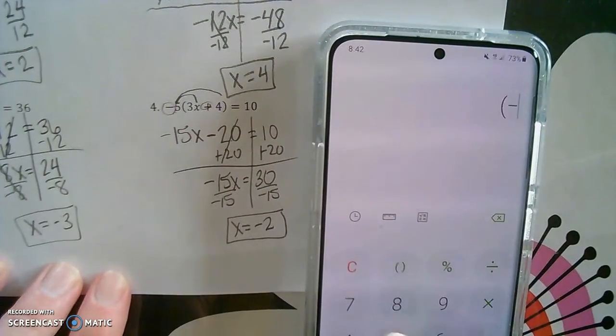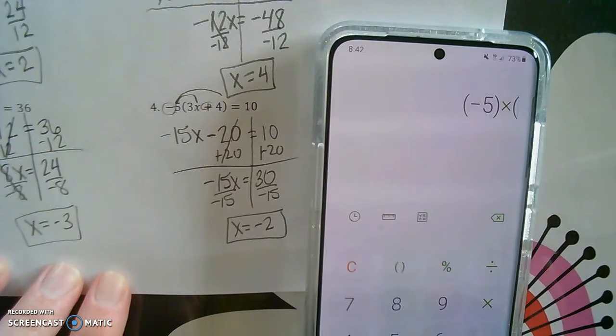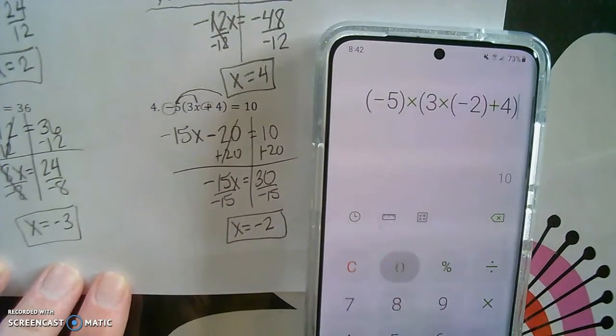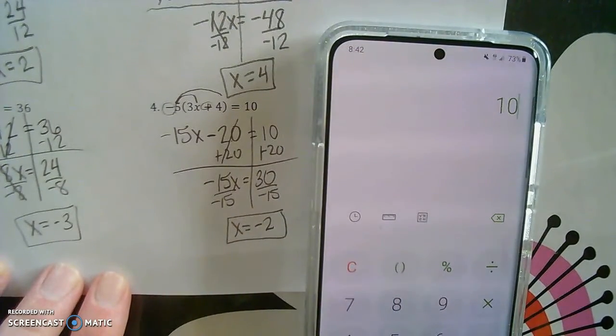To check, negative 5 parenthesis, and then another parenthesis, 3 times negative 2, another parenthesis to cover that up, plus 4 parenthesis does equal 10. So we did that correctly.